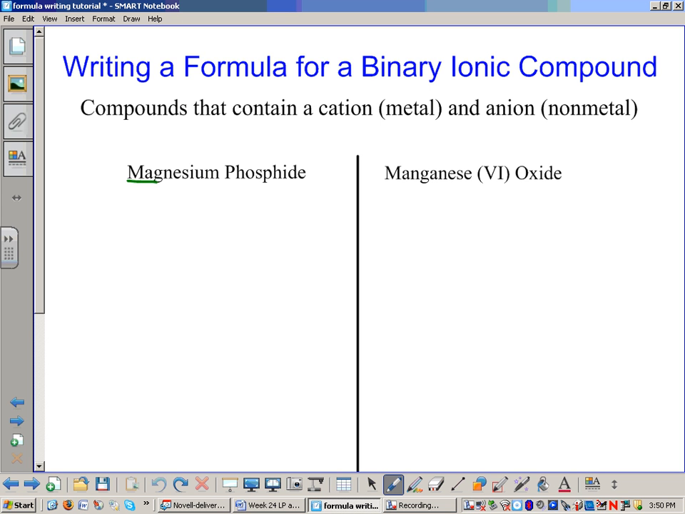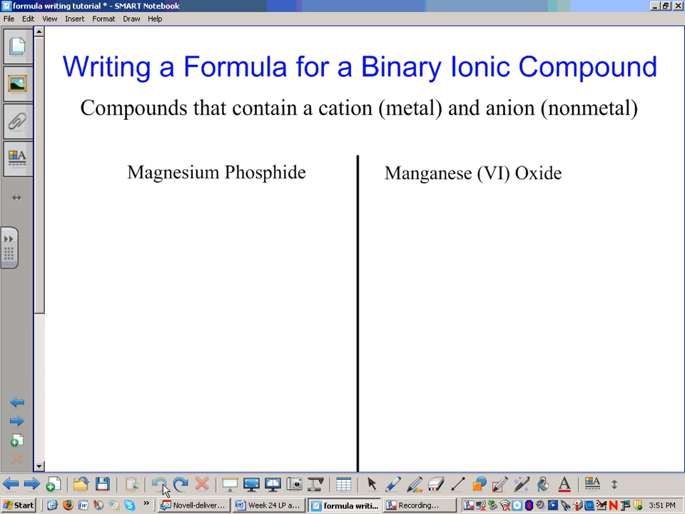Notice that we have magnesium, a metal, phosphide, a non-metal. How do we know? Because they're on opposite sides of our metalloid staircase from our periodic table. Same thing over here. Manganese, that's a metal. Then we cross the staircase to get the oxygen, our non-metal. Non-metal and metals together like that, that's a dead giveaway that you have ionic compounds. So metal, non-metal, or metal and a polyatomic ion.